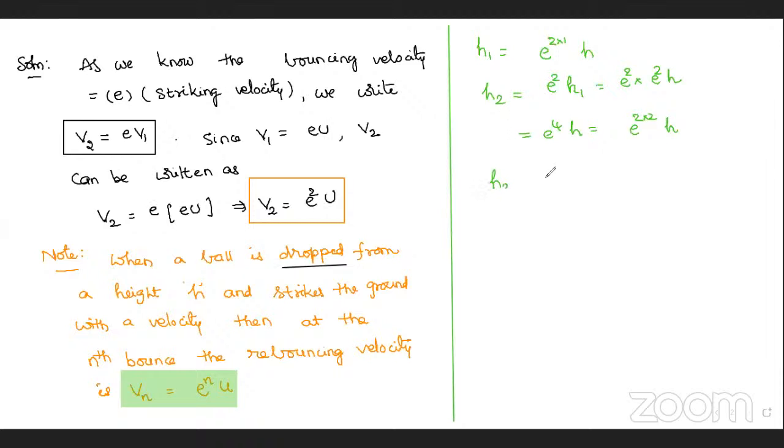Yes. At the third bounce, in the same way, e square into h2, of course, you can say. Finally, e power 2 into 3, that is e power 6 h. Yes, I'm going to that point only. At the nth bounce, what am I supposed to write here, e power n or e power 2n? Right, good. e power 2n into h. This is the shortcut I'm going to write here, the second point under the note.